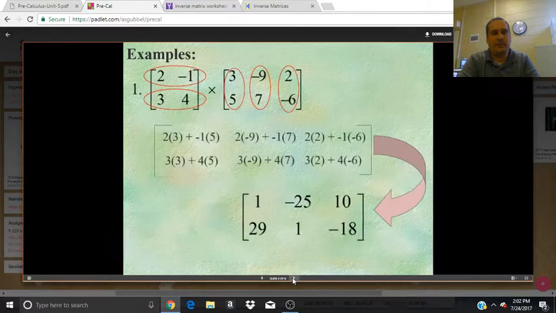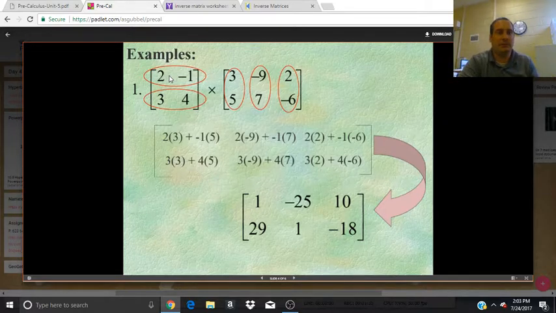All right, so here are some examples. So if I was multiplying this 2 by 2 by a 2 by 3 matrix, right? The way you actually multiply these is you have to multiply the rows by the columns. So you do 2 times 3 right here, and then you do -1 times 5, and then you add them together, and you end up getting 1. Then you do the next one, you do 2 times -9, and you get -18, and then you do -1 times 7, which you get -7. You add the two together, you get -25.